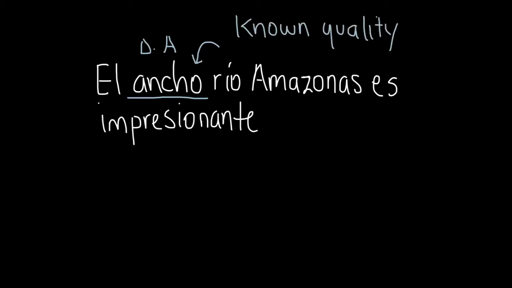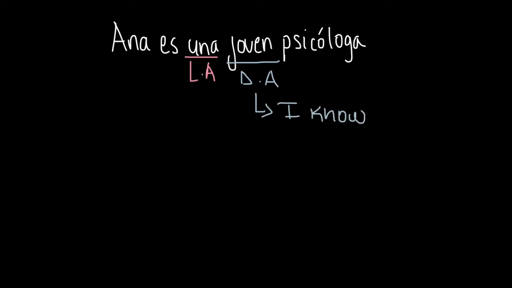El ancho río Amazonas es impresionante. Notice that in this case, the descriptive adjective, ancho, is before the noun. And what it indicates is that it is a known quality. So when we have descriptive adjectives before nouns, it means the quality is known. So in this next example, Ana es una joven psicóloga. Again, the descriptive adjective, joven, is placed before the noun, which is indicating that indeed Ana is a young psychologist. It's a fact that is known.